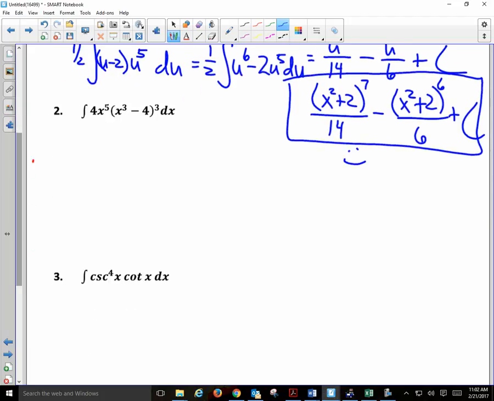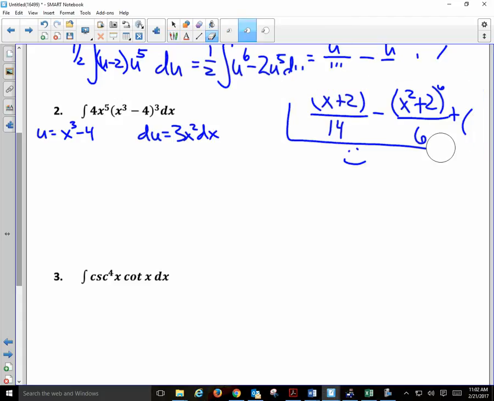Okay, let's try another one that's very similar. Okay, we'll try two that are a little bit different. The integral of 4x to the 5th times x to the 3rd minus 4 to the 3rd dx. So u is x to the 3rd minus 4. So du is 3x squared dx. I do not have a 3x squared.